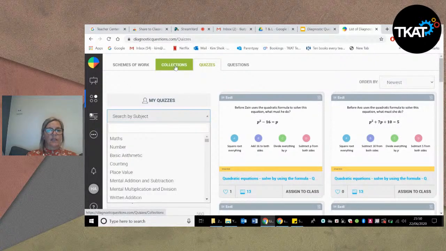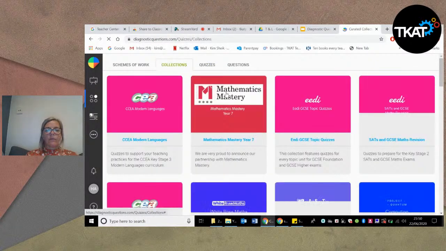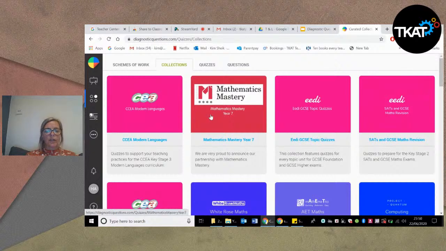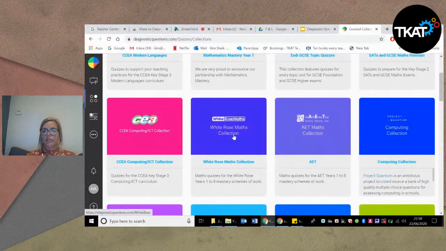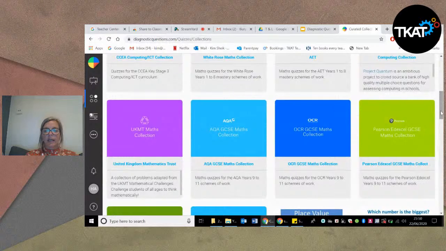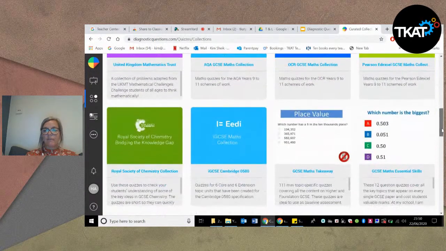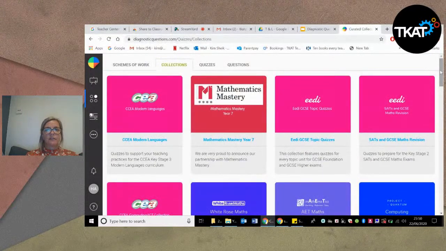And there are also some collections of questions. So here's a great one, Maths Mastery for Year 7. SATS and GCSE Maths Revision here. People have already created, there's a White Rose Maths collection there, or a computing collection. So again, these don't need to be time consuming. You can use them, but I would suggest you check them first. So that's diagnosticquestions.com.